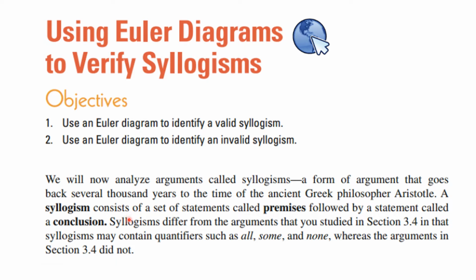A syllogism consists of a set of statements called premises, followed by a single statement called a conclusion. And as before, there's a line drawn between the premises and the conclusion. The conclusion usually says therefore. Syllogisms differ from the arguments that you've studied before, though, because they actually can include quantifiers such as all, some, and none, whereas the previous examples of syllogisms that we studied did not. So these are more complicated syllogisms, perhaps.